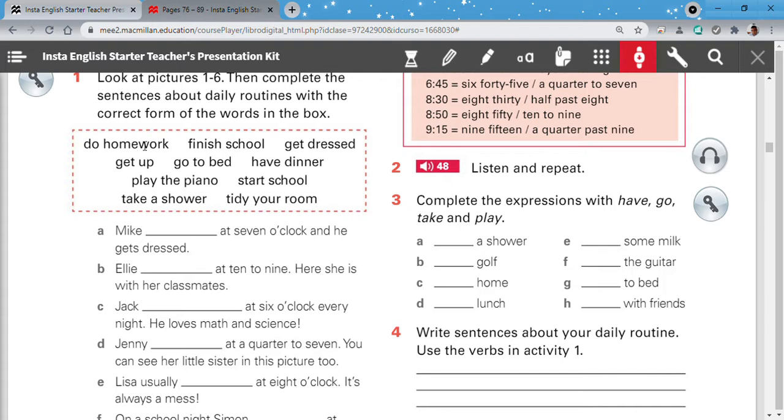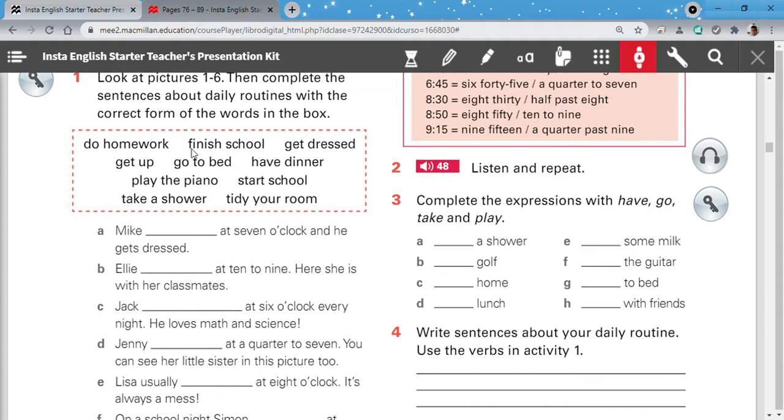Do homework. Finish school. Get dressed. Get up. Go to bed. Have dinner. Play the piano. Start school. Take a shower. Tidy your room.